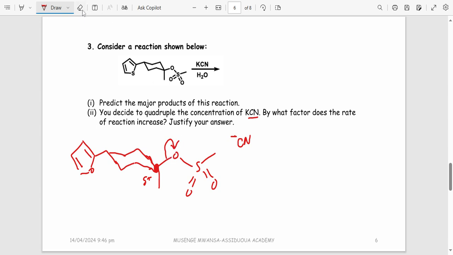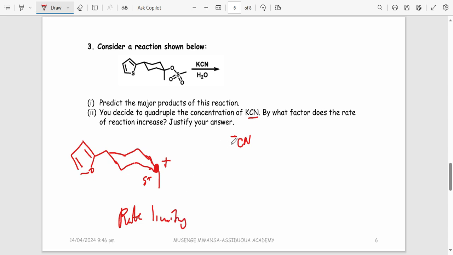When it leaves, you are going to end up with a carbocation intermediate. And so this guy here is going to be positively charged. That first step doesn't involve the nucleophile. And it is the rate limiting step.